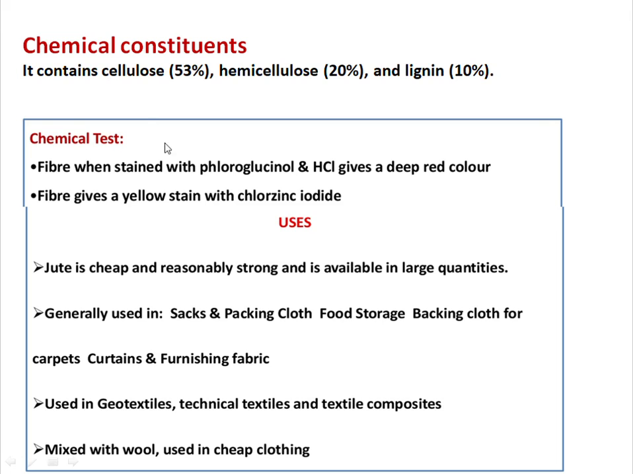Next are the uses of jute. It is cheap, reasonably strong, and available in large quantity. Generally it is used in sacks, packing cloth, food storage, backing cloth for carpets, curtains and furnishing fabrics. It is also used in geotextiles. Jute fibers are mixed with other materials and used as geotextiles, technical textiles and textile composites. It is also mixed with wool and used in cheap clothing. Thank you.